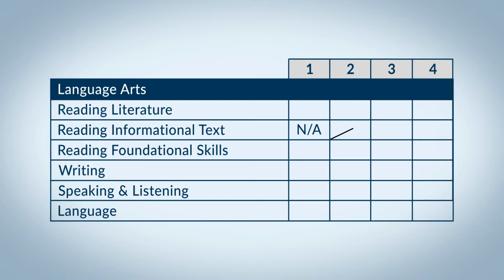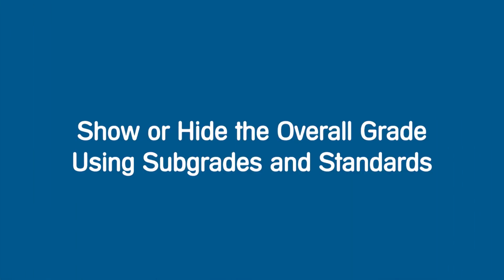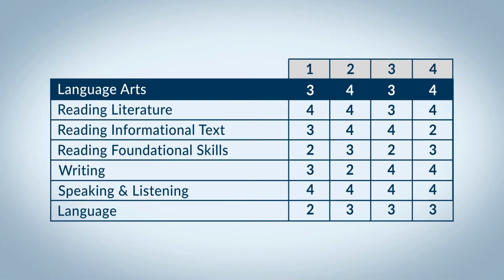Any symbol can be used to show which standards or topics were not yet assessed. NA, a slash, an X, a blank, or even a grayed out box. When using subgrades, these marks are manually entered by the teacher. With standards, they're automatically added by the system. With both options, you can hide the overall grade altogether.